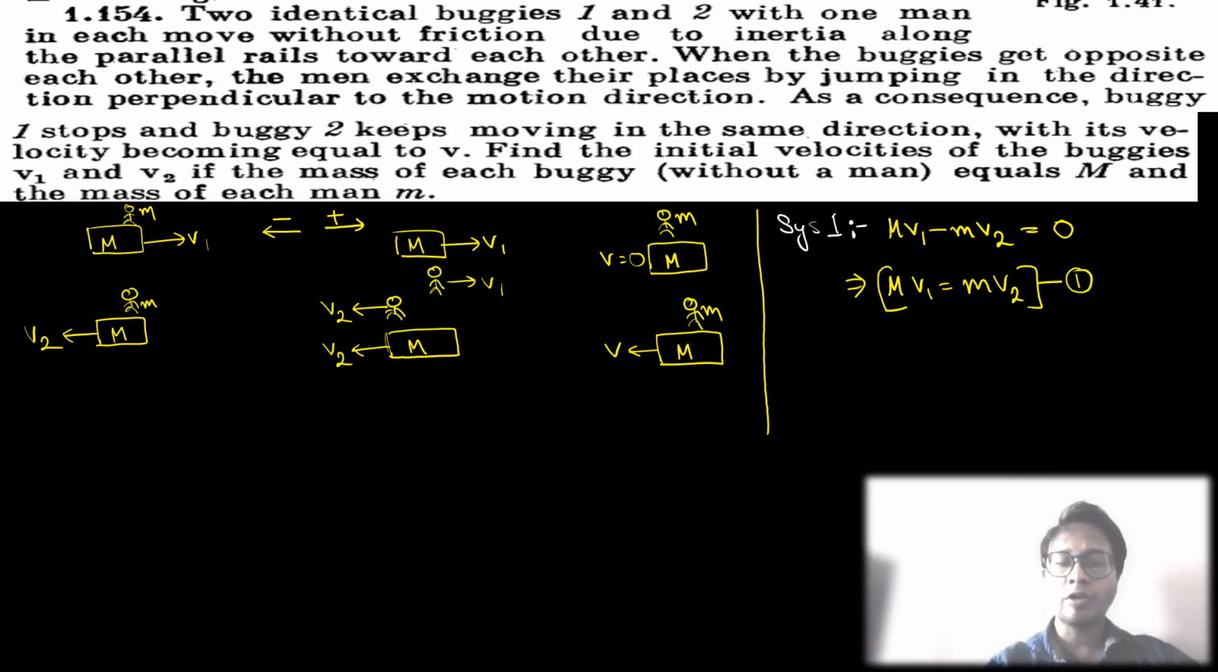You can also apply the conservation of center of mass, or the velocity of center of mass will remain constant between these two bodies. This is the same equation as this one. Understood?